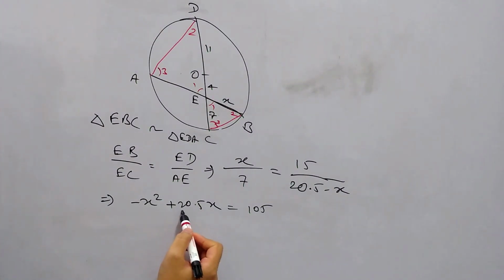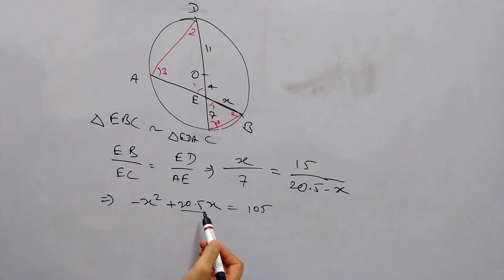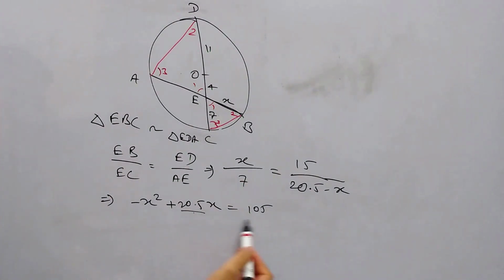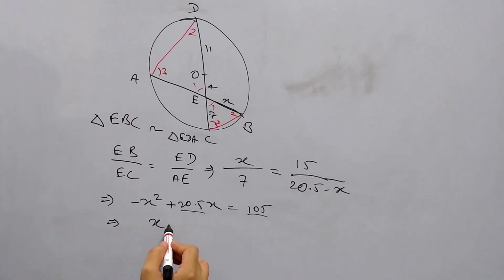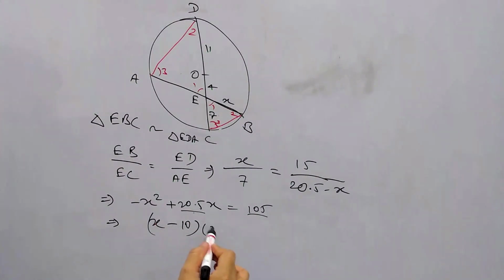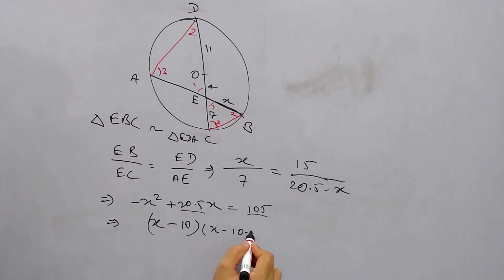So if you break up this 20.5 into a sum with the factors of 105, we can rewrite this equation as x minus 10 into x minus 10.5 equals 0. Okay, so 10 and 10.5 will make 20.5 and the multiplication will give us 105. So the value of x can be either 10 or 10.5.